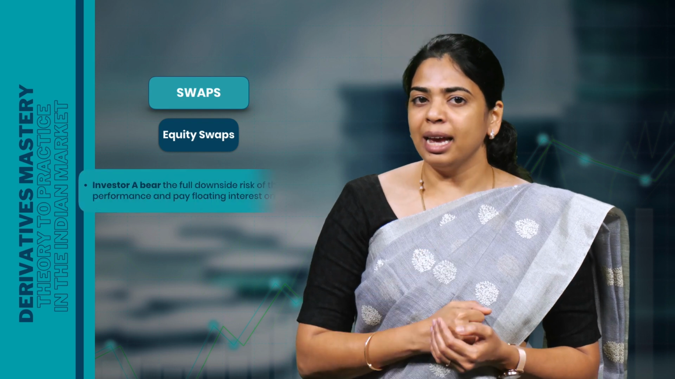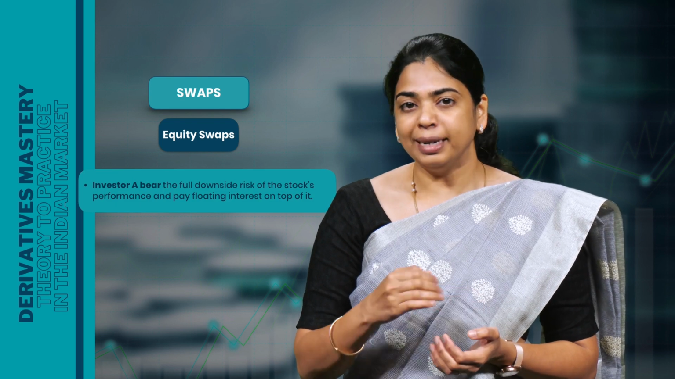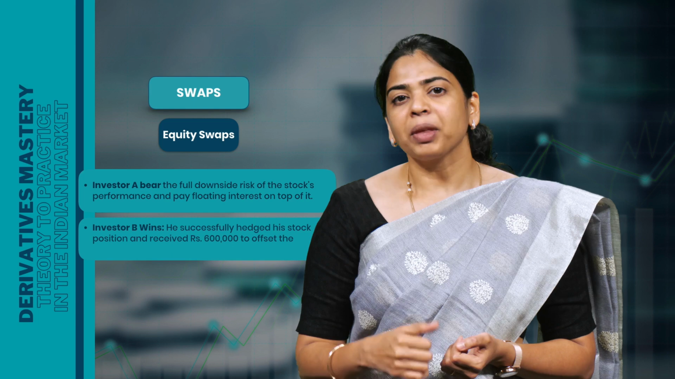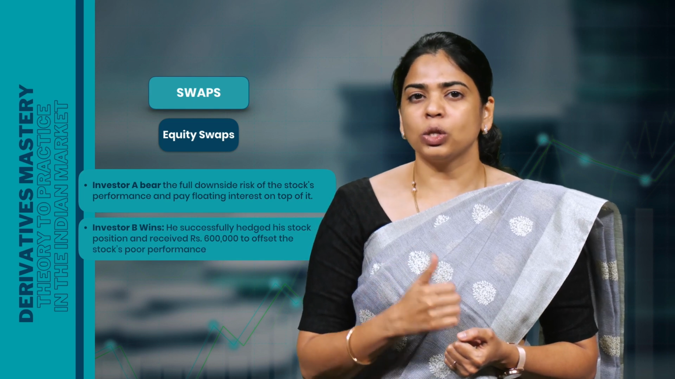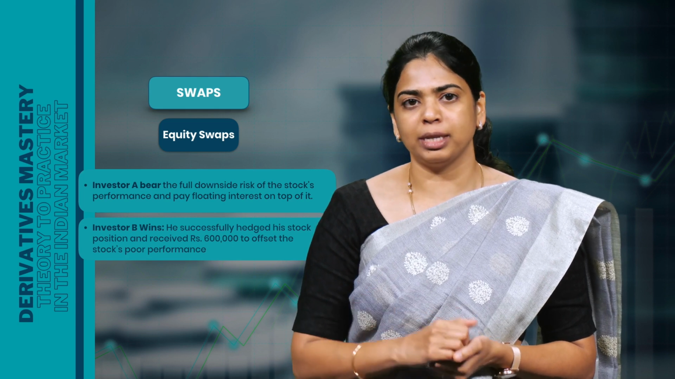Investor A bears the full downside risk of the stock's performance and pays a floating interest rate on top of it. Investor B wins. He successfully hedged his stock positions and received rupees 6 lakhs to offset the stock's poor performance.